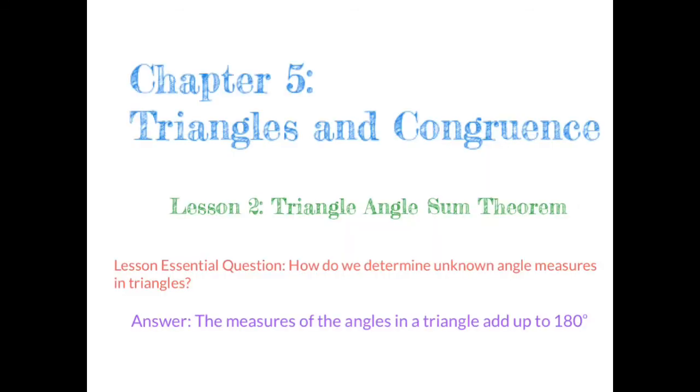And that concludes the second lesson from chapter 5 on triangles and congruence, specifically the triangle angle sum theorem, which states that all triangles have 180 degrees inside. So when we are determining unknown angle measures in triangles, we know that the measures of the angles in a triangle add up to 180 degrees. So we can use that information to find missing pieces.